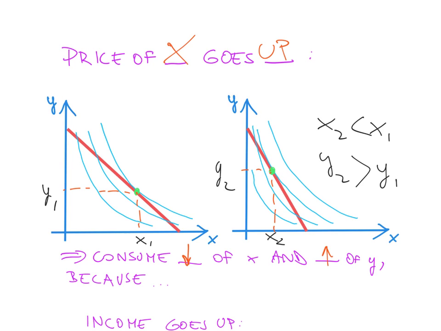So this consumer, as a result of this price change, consumes less of X and more of Y because, explain. Because when the price of X goes up, he has to give up more Y for an equivalent number of X, or whatever his happiness or utility is.